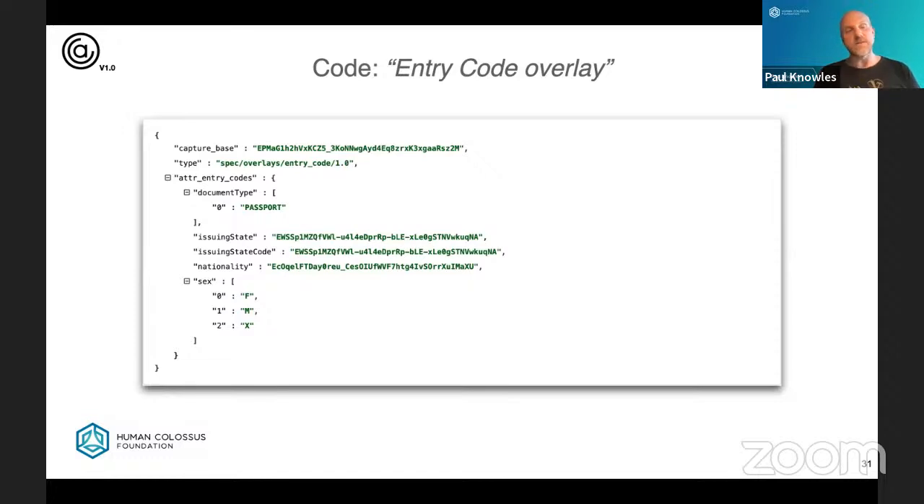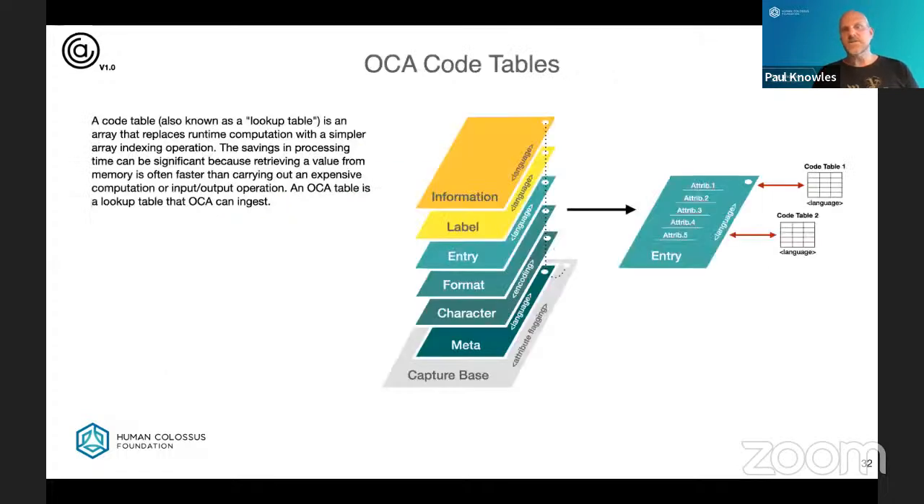And all the overlays are very simple, but they're all task specific, so they're very granular in what they can do. This is what I just mentioned. If you wanted to cryptographically link to an external code table, you can do that. So a code table, also known as a lookup table, is an array that replaces runtime computation with a simpler array indexing operation. The savings in processing time can be significant because retrieving a value from memory is often faster than carrying out an expensive computation or input-output operation. And an OCA table is simply a lookup table that OCA can ingest.